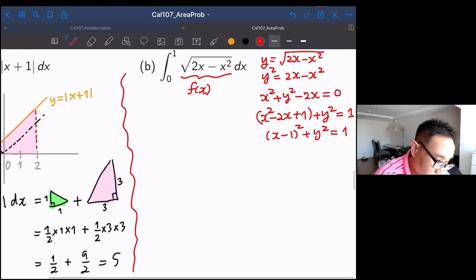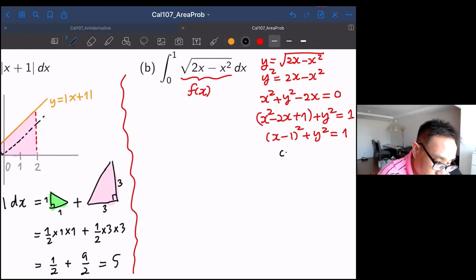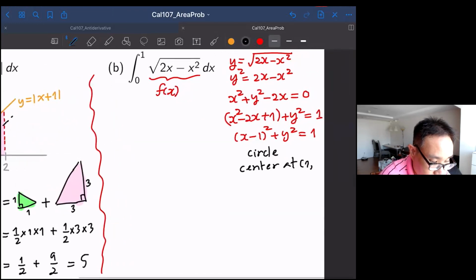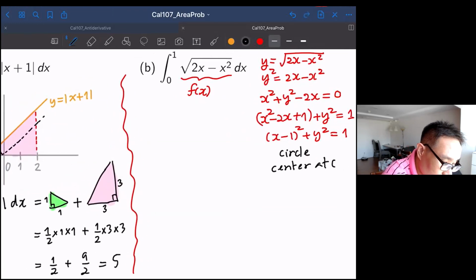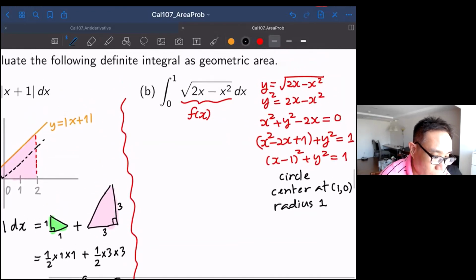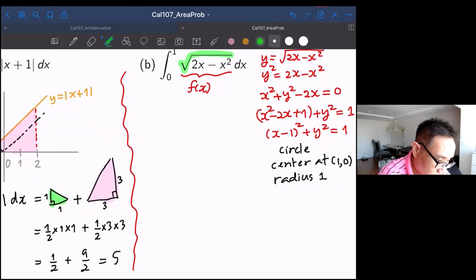Okay, so this gives you a circle, center at (1, 0), radius 1. And the square root here is the positive square root. So it's gonna be just the upper semicircle. Okay, so it's gonna be the upper part.